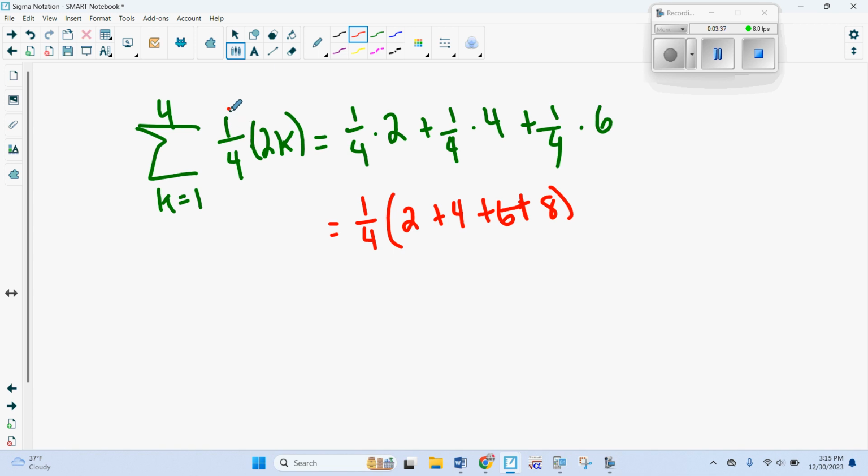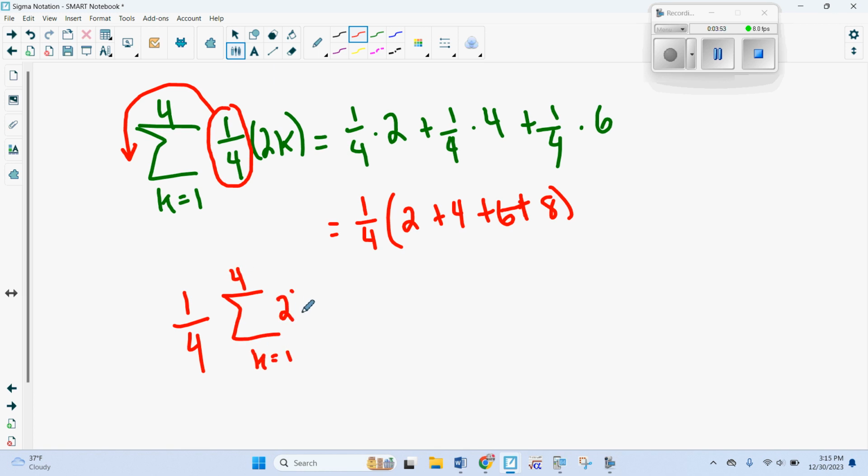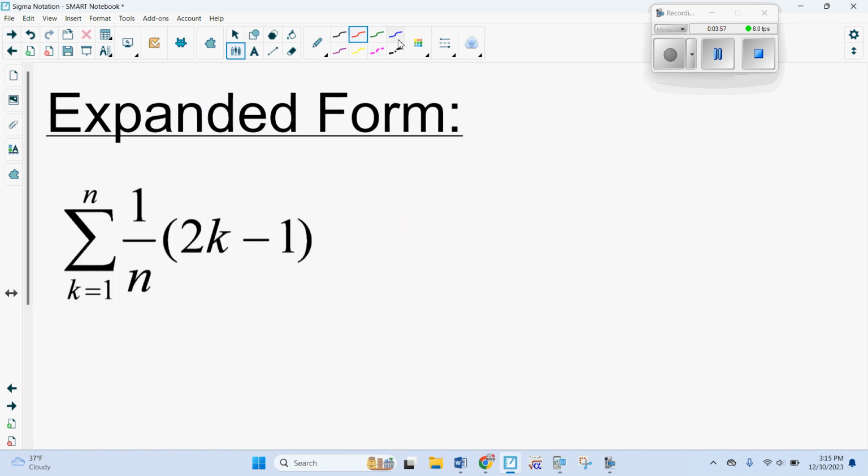But another way to think about it is this 1/4 does not depend on k. So I could take this 1/4 and move it out front and think of this sigma as 1/4 times the sum from k equals 1 to 4 of 2k. We can do the same thing when we have the n. We could take that n and move it in front of the sigma notation because our k does not depend on that.